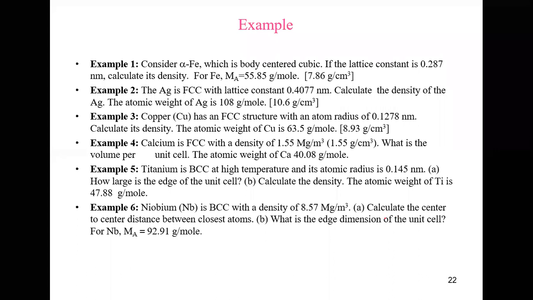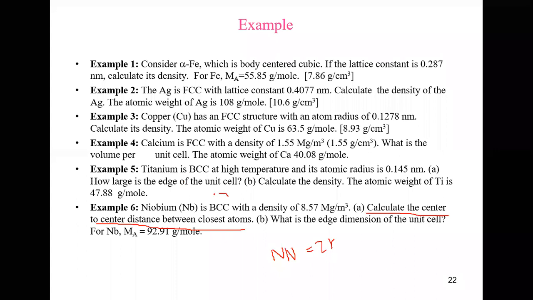Like in this case, number 6, you are asked to calculate the center to center distance between the closest atom. Center to center distance. That means you are asked to calculate nearest neighbor distance, NN distance. Nearest neighbor, which is basically 2R. How will you calculate R?